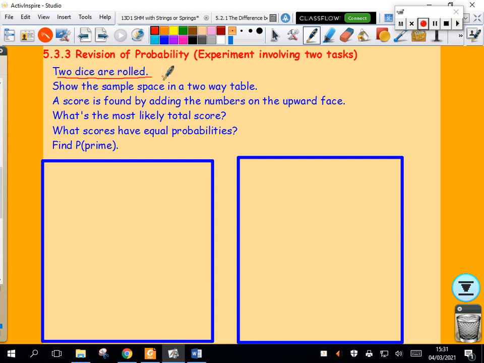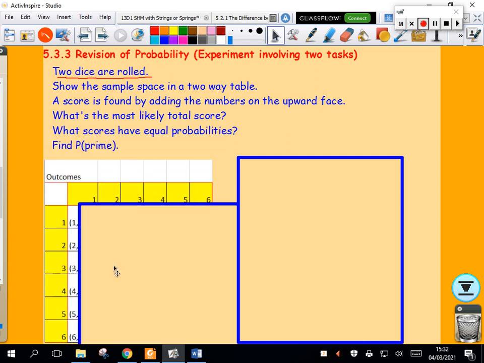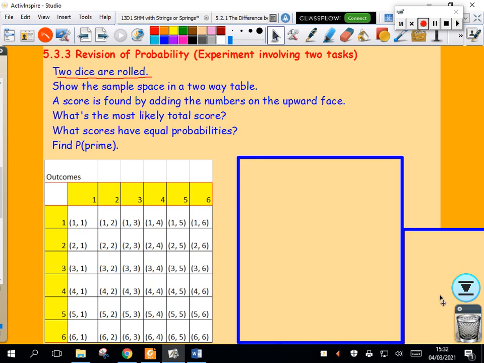Two dice rolls. Show the sample space in a two-way table. Okay, so a two-way table is a nice way to show the sample space. I could do a tree diagram for this, but it would get a bit messy. So I'm going to just draw a two-way table showing all the possible outcomes. So all the possible outcomes look like this. I have one done up already. You don't want to watch me drawing this.